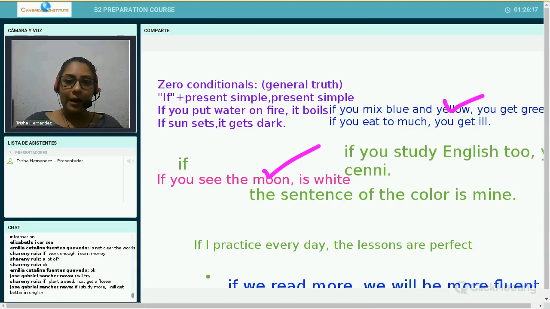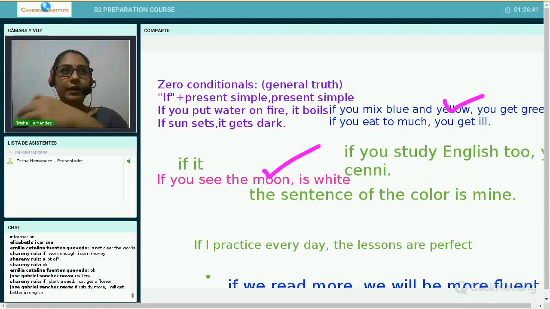Okay, we're going to make an exercise about zero conditionals right now. So you get to know how different examples of the zero conditional and how to form them. Okay.